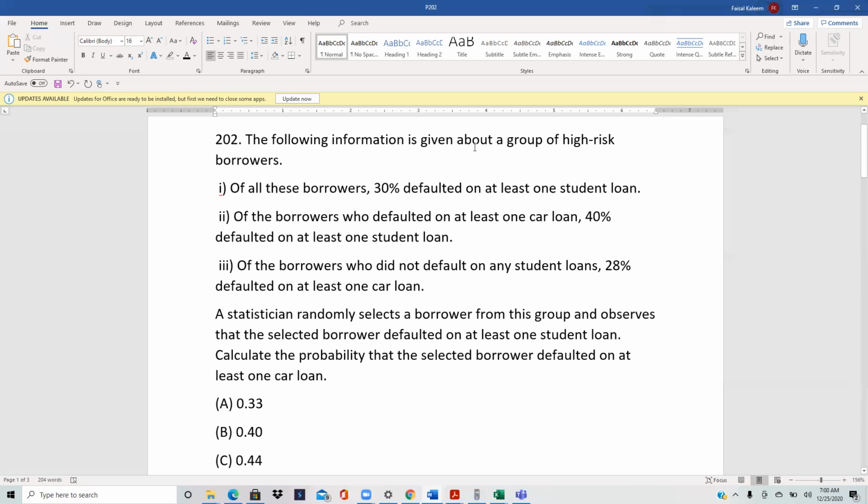The following info is given about a group of high-risk borrowers. Of all these, 30% defaulted on at least one student loan. Of the borrowers that defaulted on at least one car loan, 40% defaulted on at least one student loan. Of the borrowers who did not default on any student loans, 28% defaulted on at least one car loan. So let's just focus on this part first to draw the diagram.